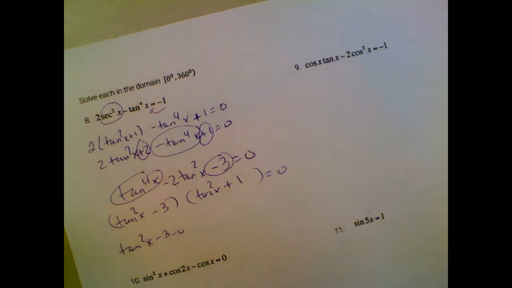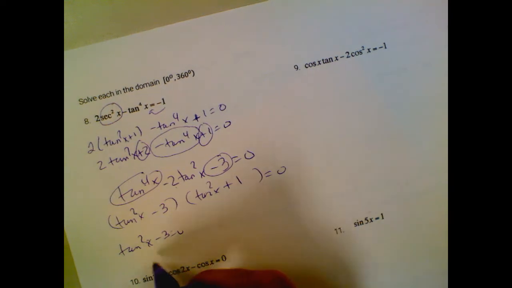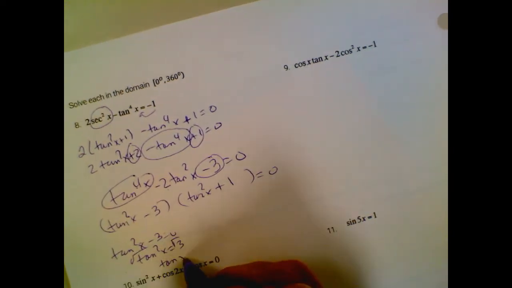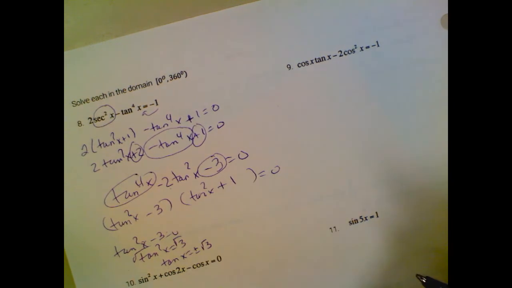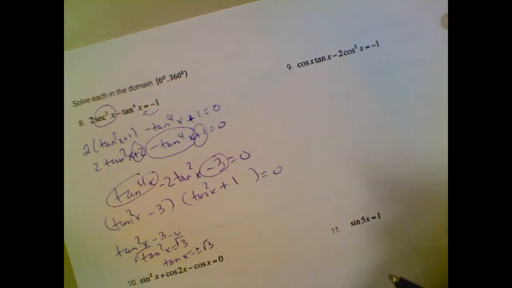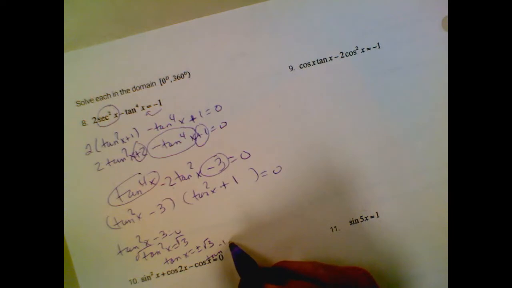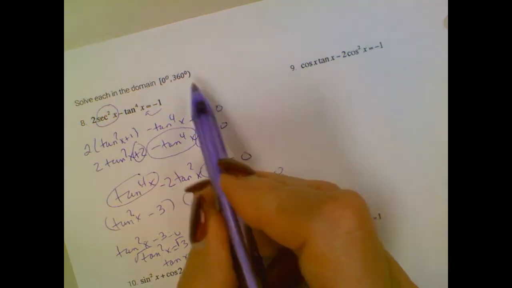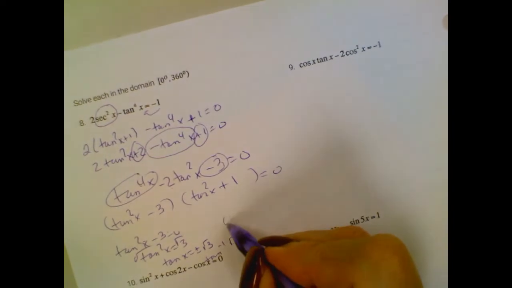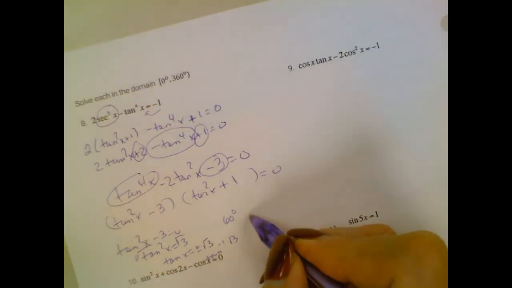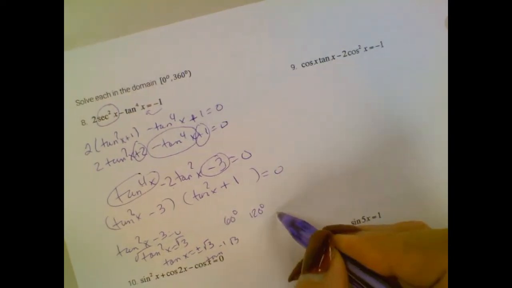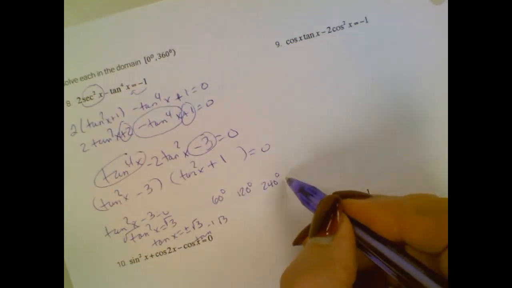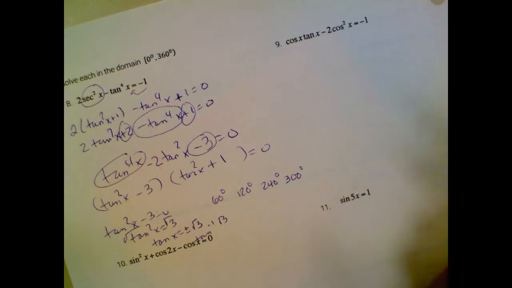So take the square root of that. So tan squared x equals 3. Square root both sides. Tan x equals plus or minus square root of 3. So give me some angles that have a tan of radical 3. It's supposed to be in degrees, so it would be 60. Then 180 minus 60 is 120. 180 plus 60 is 240. And 360 minus 60 is 300. Those are 4 of your answers.